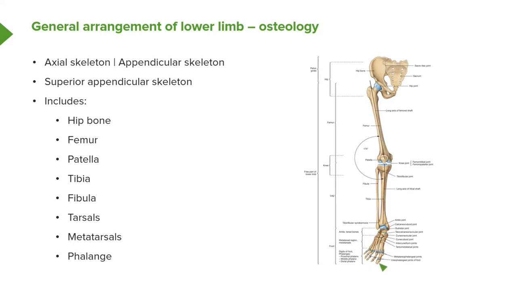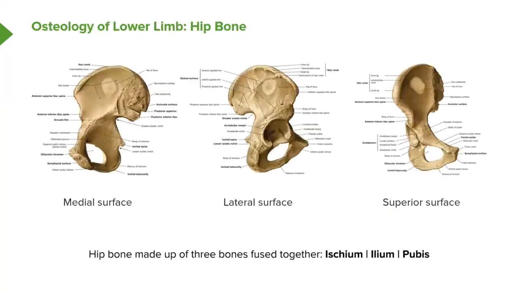And then finally, the digits of the foot are formed by the phalanges. So let's move on to looking at some of the important features of these bones. We'll start off with the hip bone.